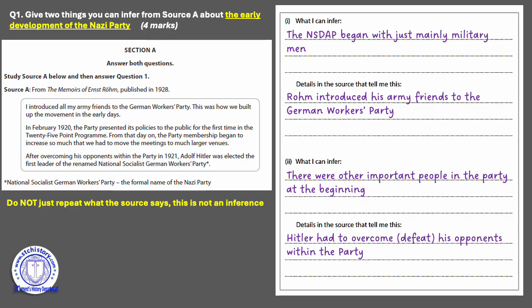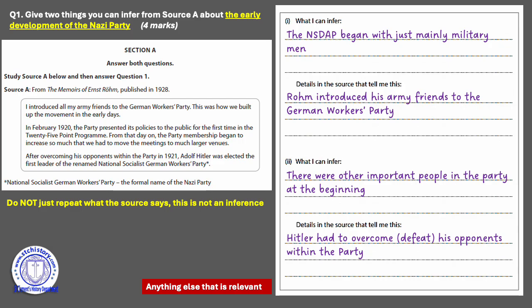Now we know, don't we, that Anton Drexler was in charge of this party, but because this is an inference question, we require zero knowledge at all, just inferences. So hopefully that makes a little bit of sense and you can see how you might get full marks on this paper and this question. Have a look at your answers and see if you got full marks, and if you didn't, see if it makes sense why not, and of course if not, then just let your teacher know.